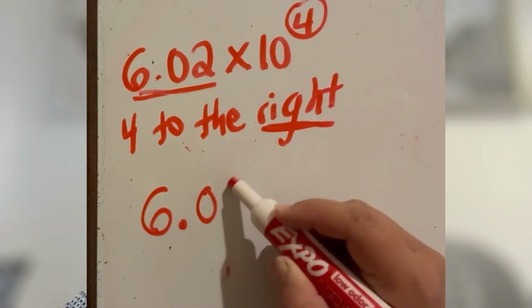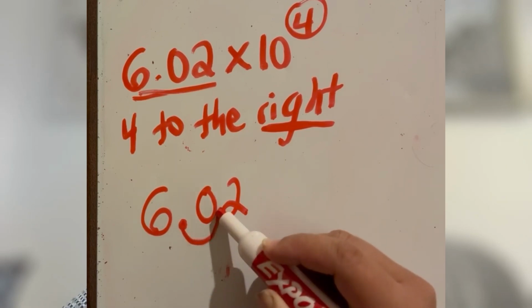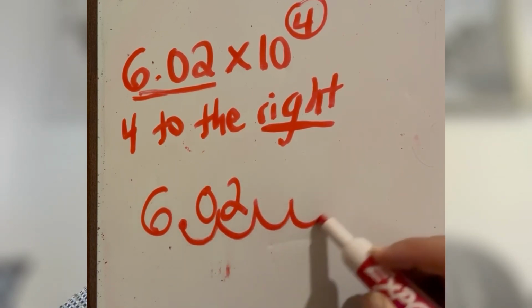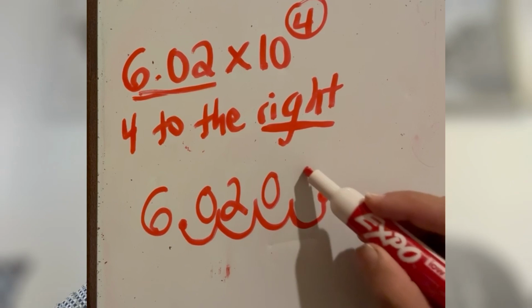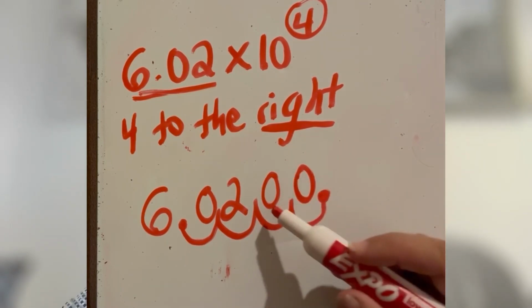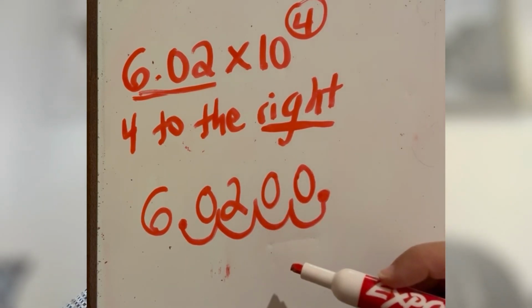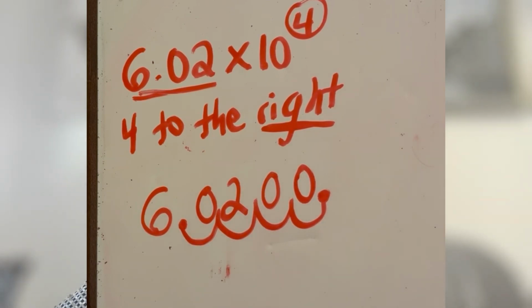So we have 6.02 moving 4 to the right. 1, 2, 3, 4. We have empty spaces. I like to call them cradles, where they're going to hold our zeros. So if we look at this, we have our standard form number of 60,200.